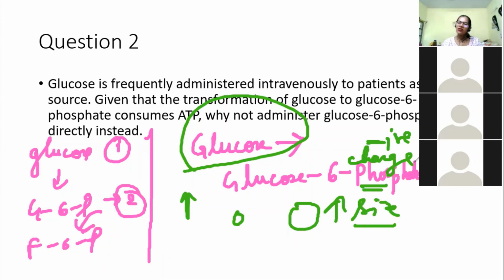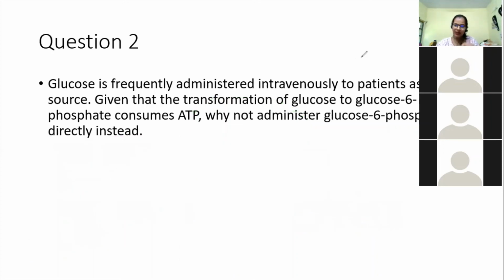Because of this, it will remain outside the membrane, present in the blood. It will never be taken up by the cells. This is why we don't give glucose 6-phosphate. We always give glucose so that your body cells are able to convert it into glucose 6-phosphate. Okay? Now it's clear.